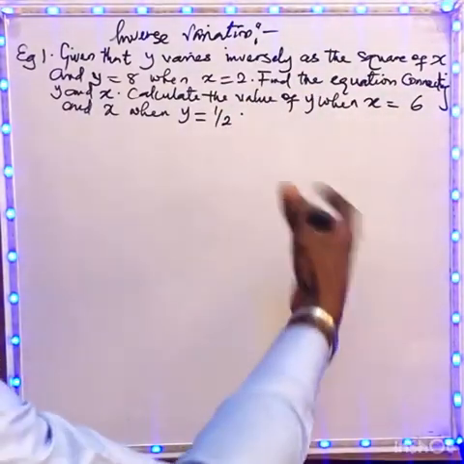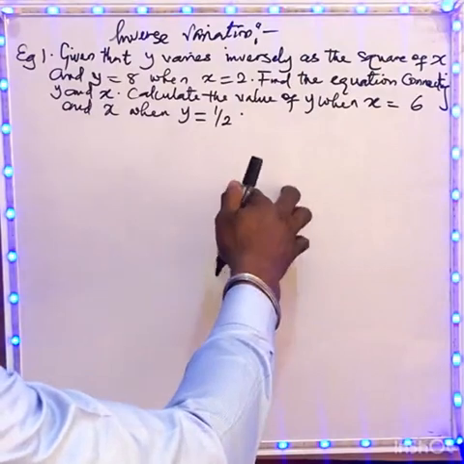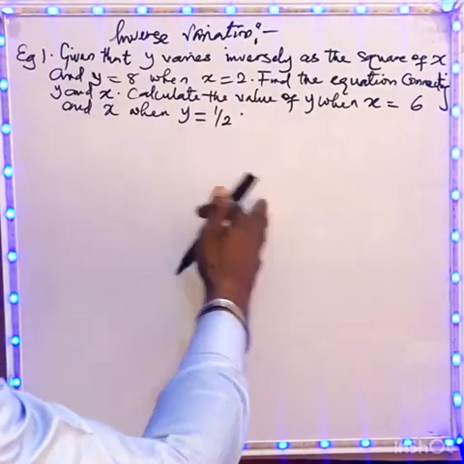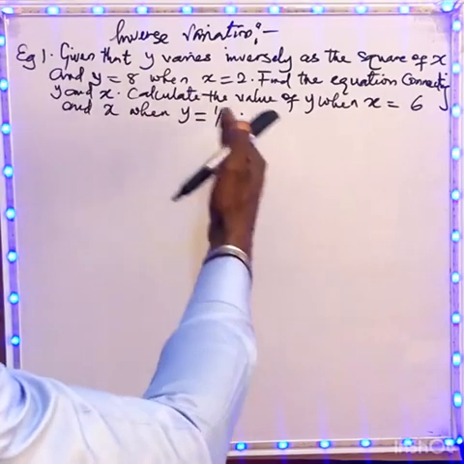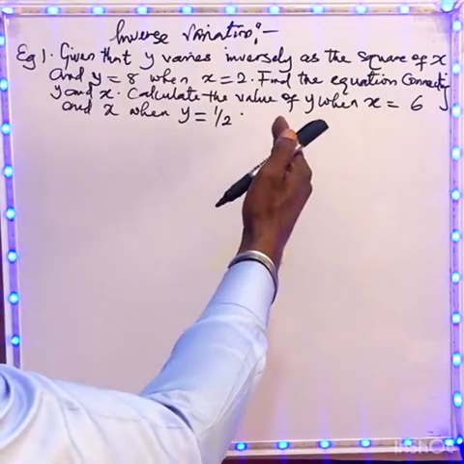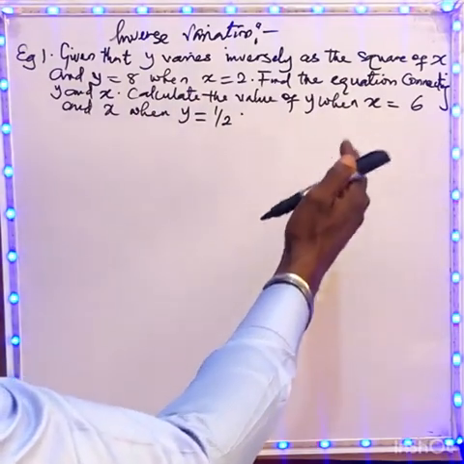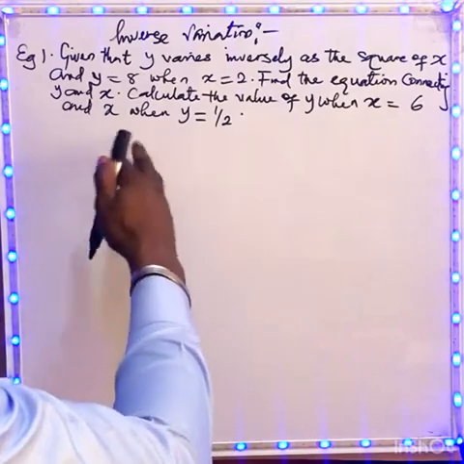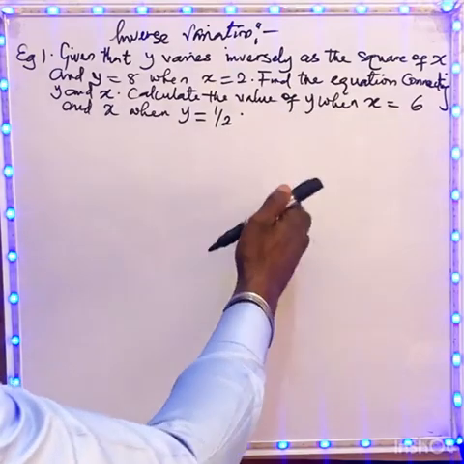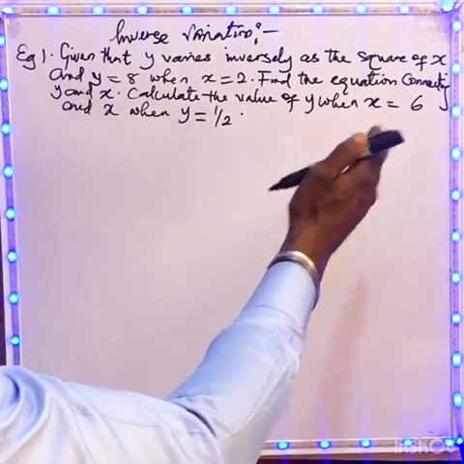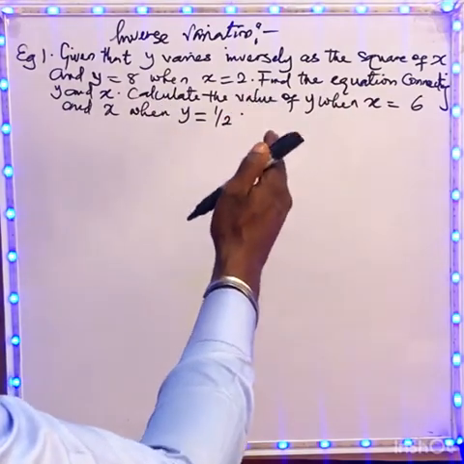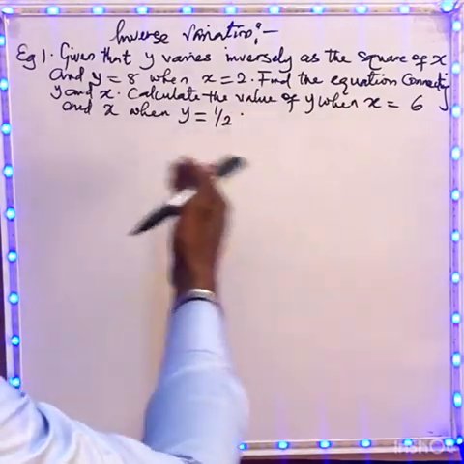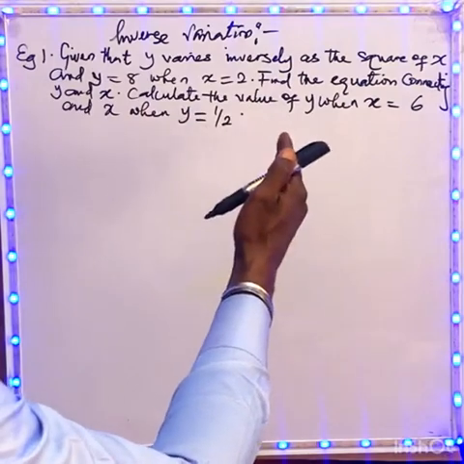Today we are going to delve into inverse variation. We are giving a particular example. It's given that y varies inversely as the square of x, and y is 8 when x is 2. Find the equation connecting y and x. Calculate the value of y when x is 6, and x when y is 2.